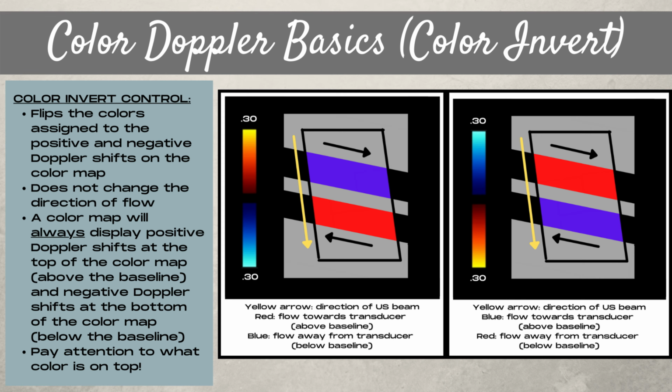So it's really crucial to pay attention to what color is on top. And note that red is not always on the top and blue is not always on the bottom. So it's crucial to look at the map every single time that you turn color Doppler on. Here are two scenarios demonstrating the color invert control.